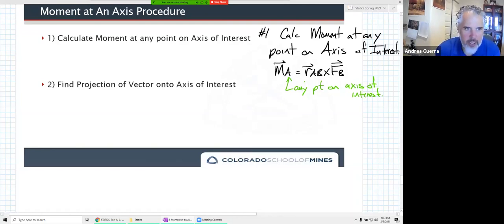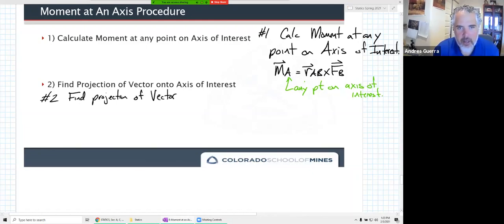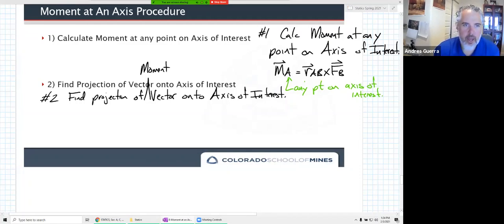So we've already done that part. And then we've also already done step number 2 over here. Number 2 is to find the projection of the vector, and it really should be the moment vector, onto the axis of interest. And how did we do that before? We just did that with a dot product. So we could find the moment about the axis as MA dotted with the unit vector along the axis.